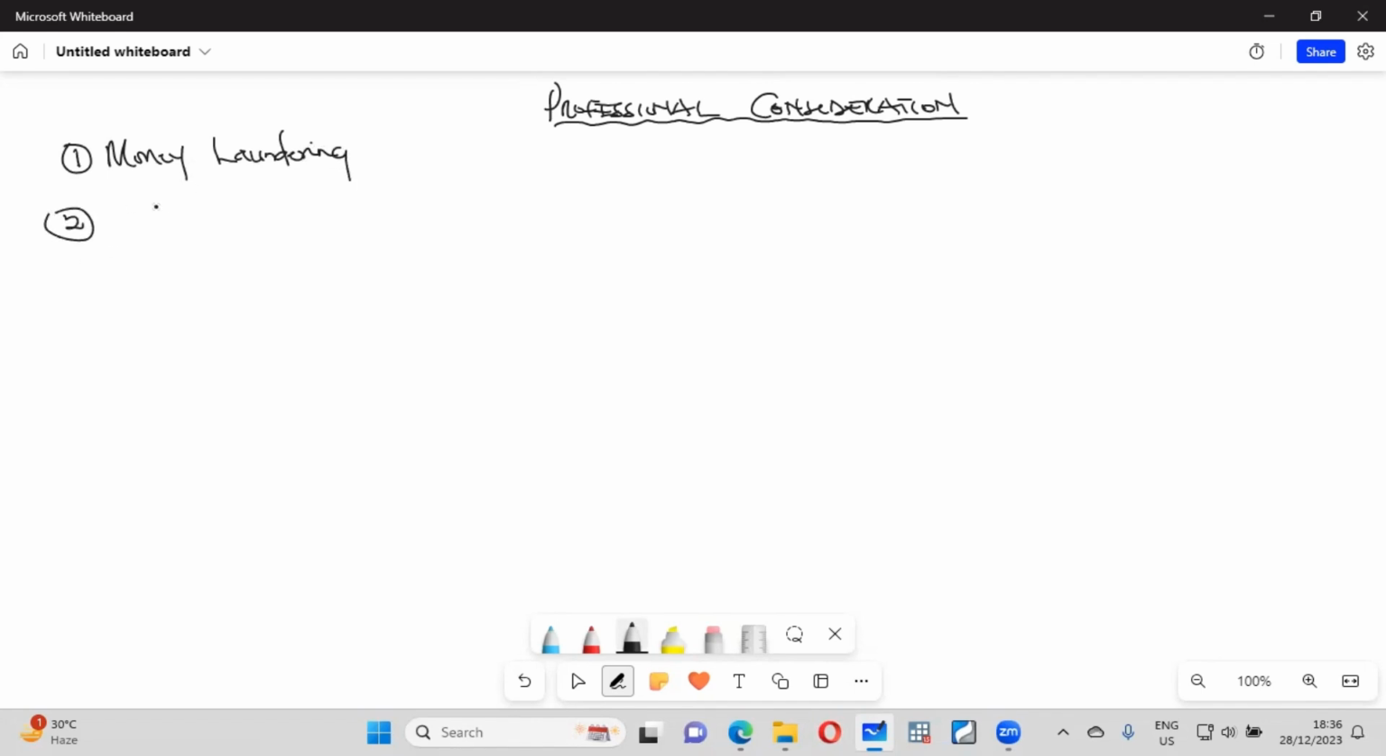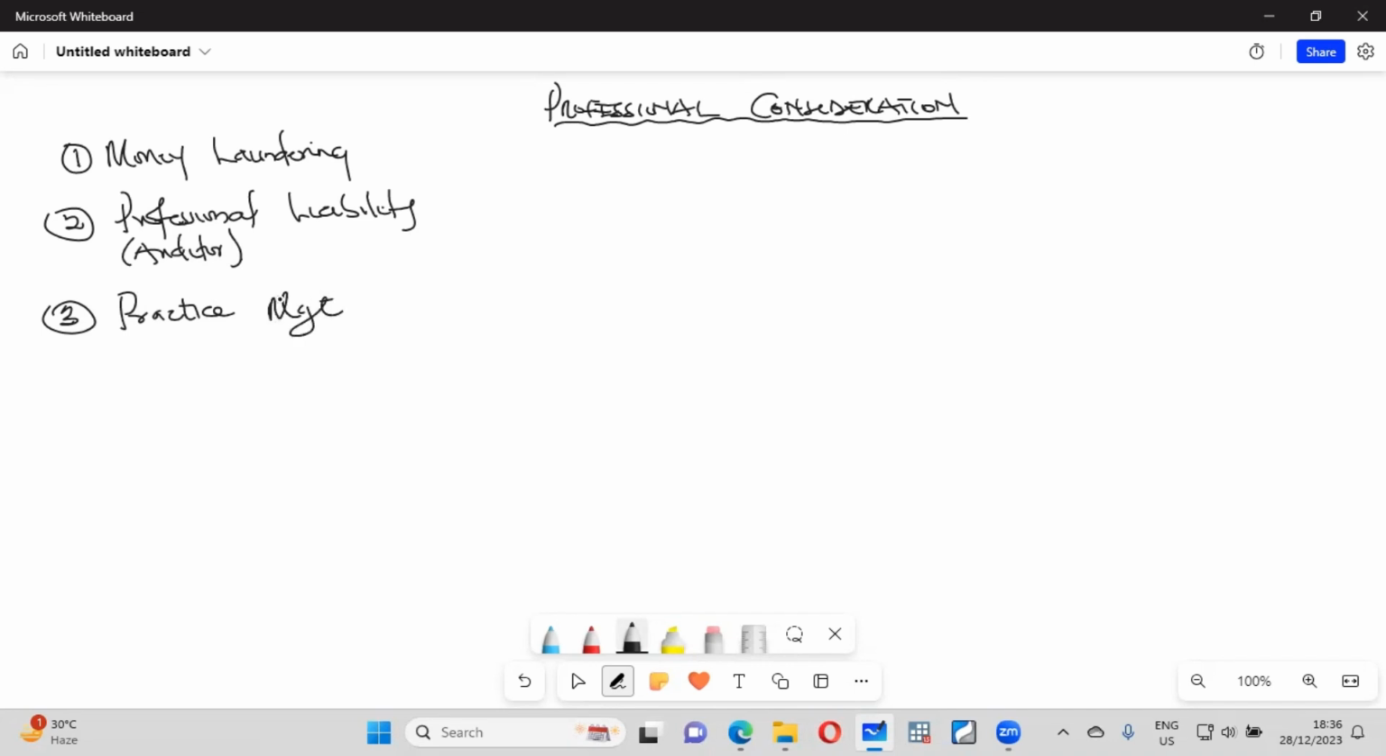Then the next one will be professional liability, or auditor's liability, which was also examined in March. Then the last one is practice management.